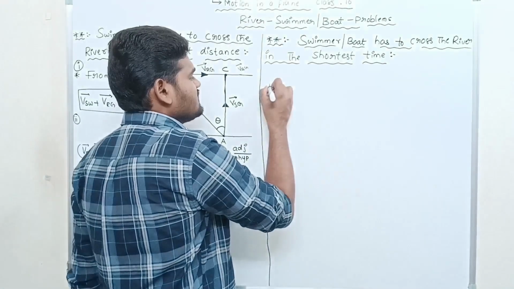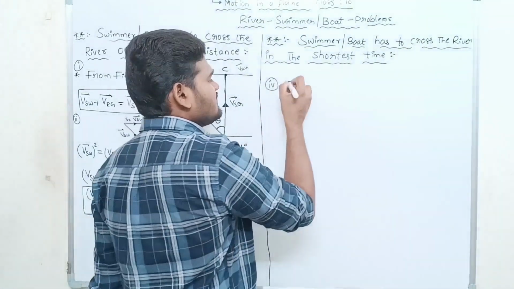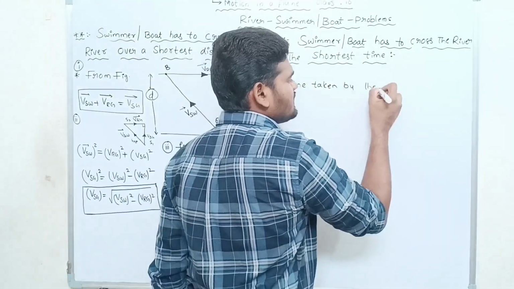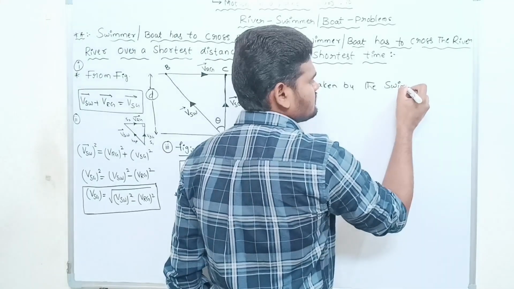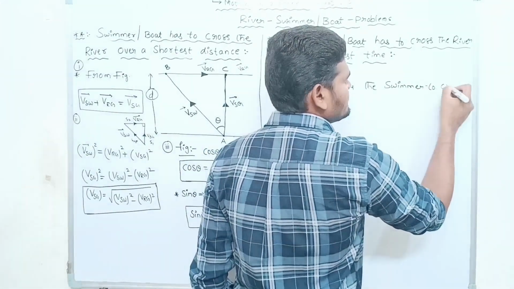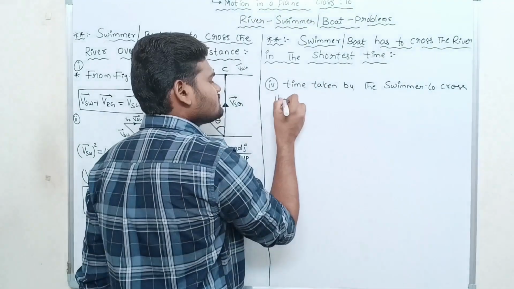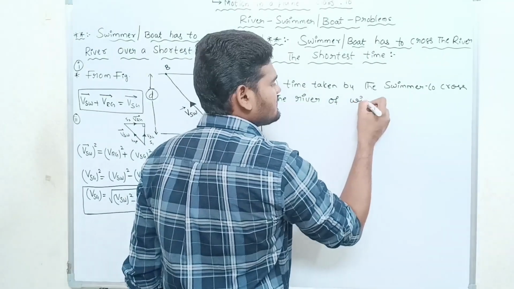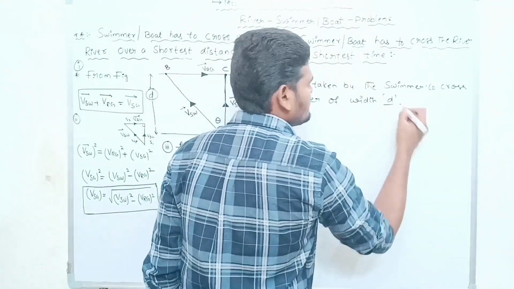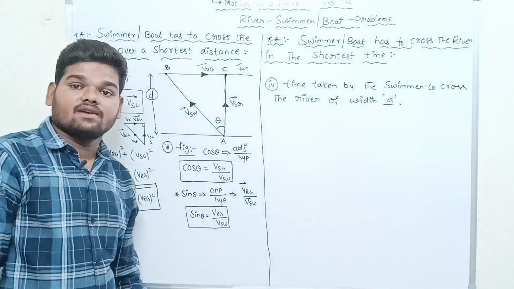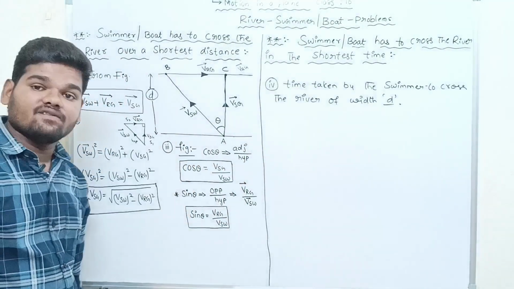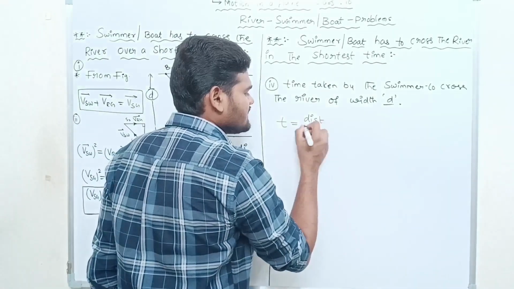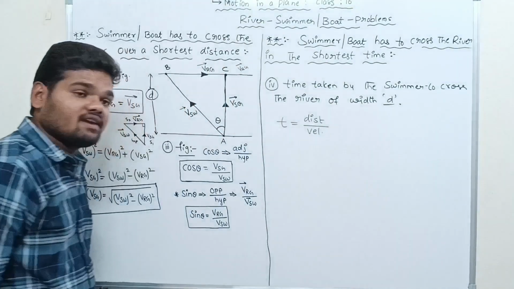So the fourth formula I am going to write is the time taken by the swimmer to cross the river of width d. So we have to find the time taken by the swimmer to cross the river of width d. In general, time is nothing but distance by velocity.